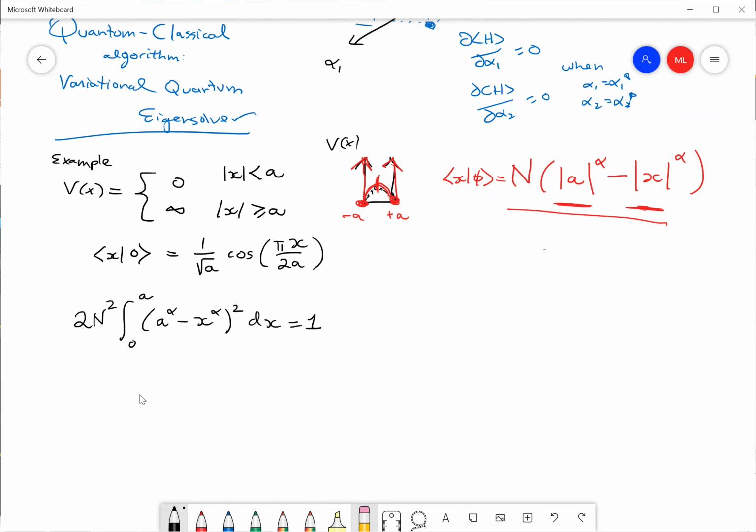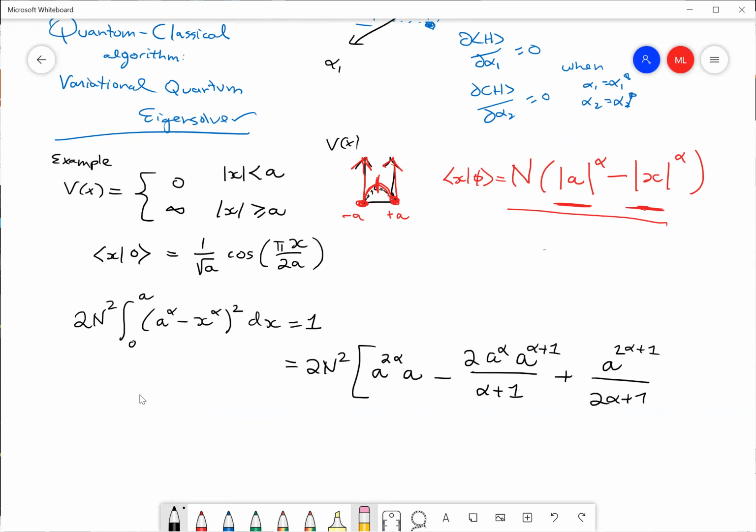I'm running low on time a little bit, but you just multiply this out, right? You just get 3 terms, and fine, we can do it out. The first one, a to the 2 alpha. This just becomes a, it's just the integral of dx. Then you get minus 2 a to the alpha times a to the alpha plus 1 over alpha plus 1. That comes from the cross term, which is just the integral of x to the alpha power. And then you get the last term, which is x to the alpha squared, so it's x to the 2 alpha, giving x to the 2 alpha plus 1 over 2 alpha plus 1.